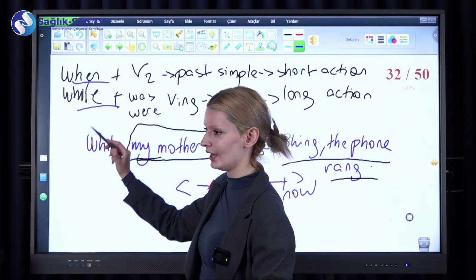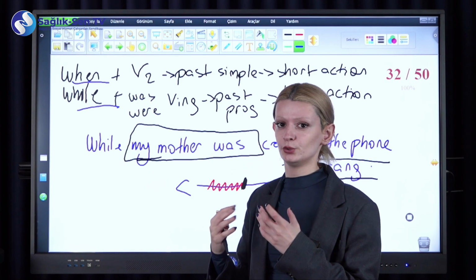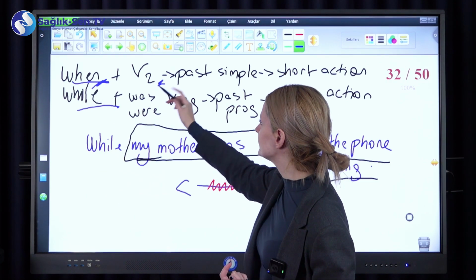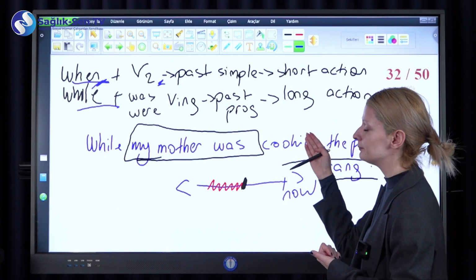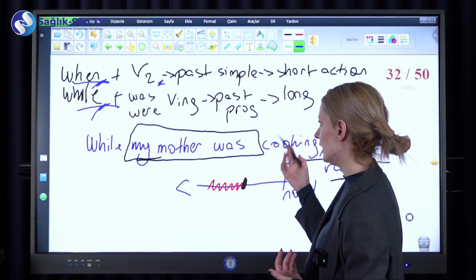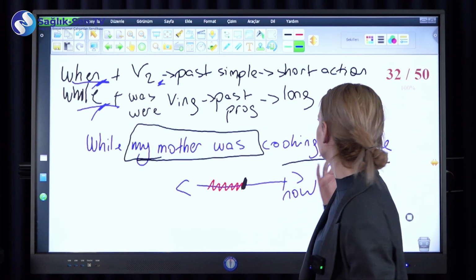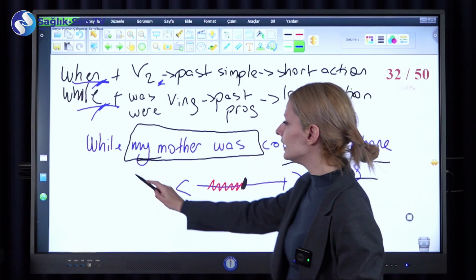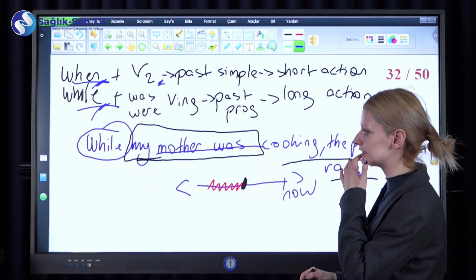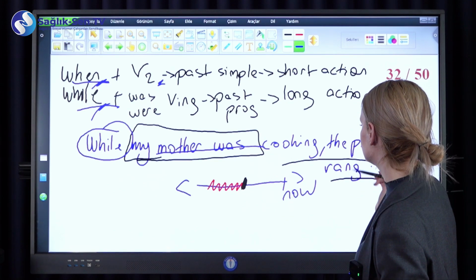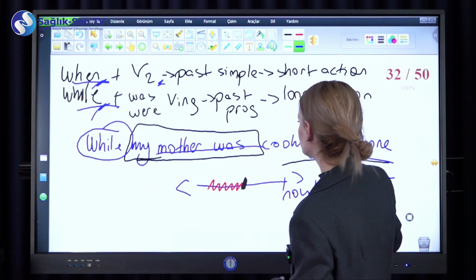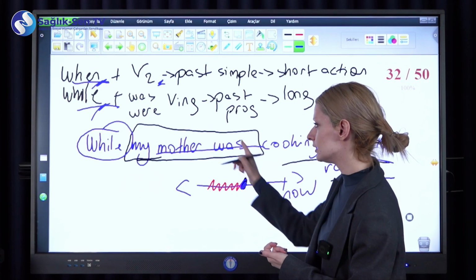After when and while, what tense we use is, again, very important. After when, if I use when, I use past simple, which is verb 2 and short action. And if I use while, I put was verb-ing, which means long action, past progressive. Here you can see, right after while, we put a past progressive sentence. While my mother was cooking, the phone rang. This is the short action and this is the long one. And the short one interrupted the long one.